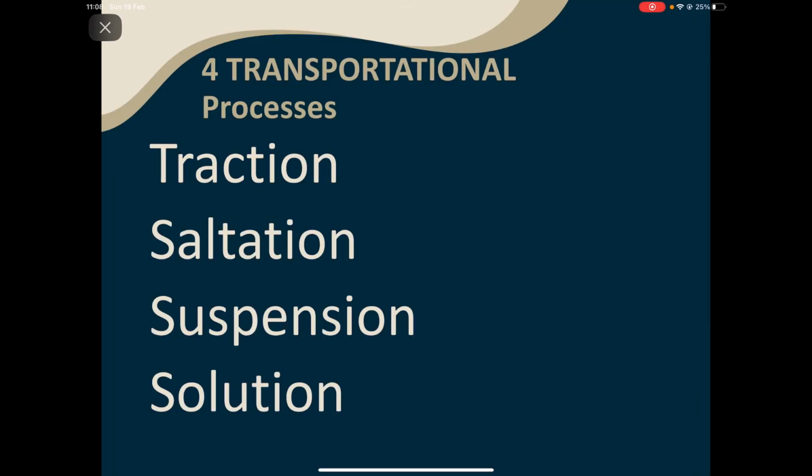So now we've looked at the erosional processes. Let's have a look at the transportational processes. This one, I want to say, is easier if you've got a few letters in mind. It's literally just T and 2 S's, because as I said, solution is in both. So that one's not that difficult to remember. So you've got traction, saltation, and suspension.